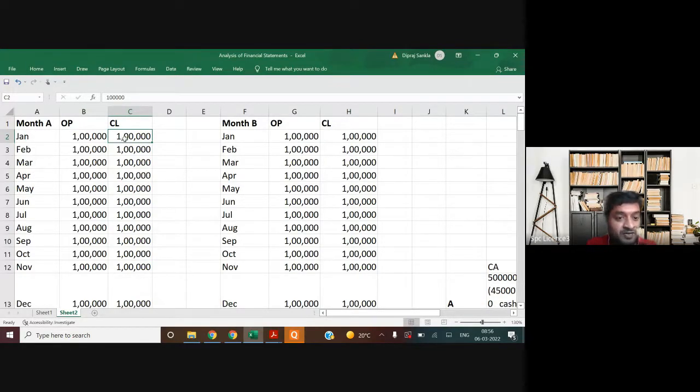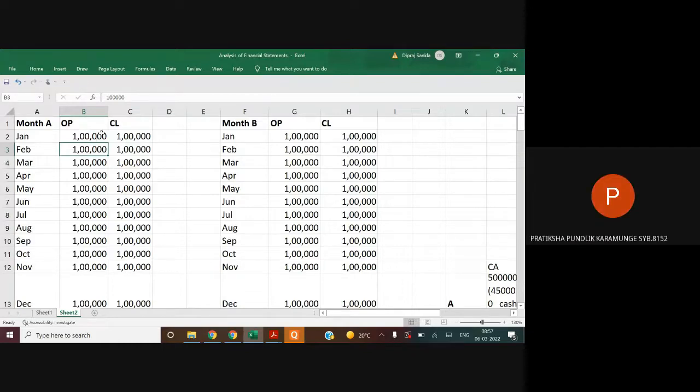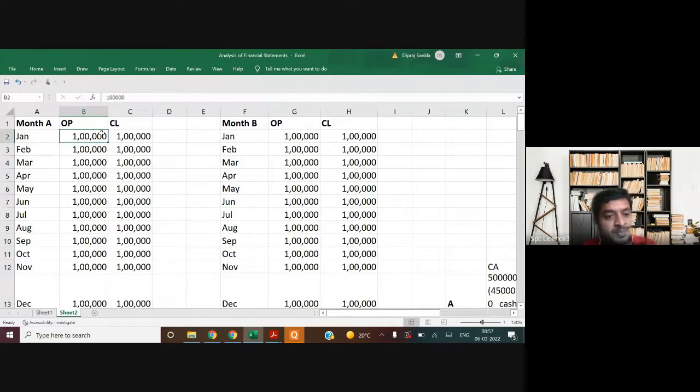That means on 1st January it purchased stock, sold it up to 31st January, and on 31st January this company again received stock of rupees 1 lakh, and the same stock will be carried forward as the opening stock of February. Understood? Yes, sir. I want to ask you one thing: how many times is stock replaced in the month of January? When did the stock come in January? It came on 1st January.